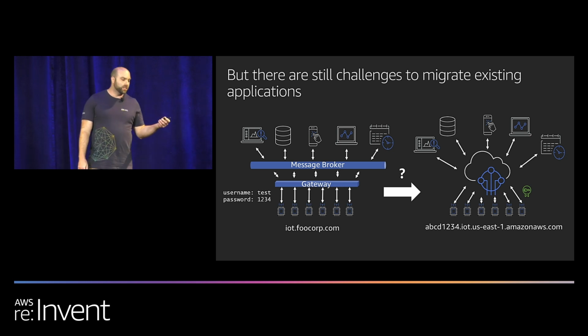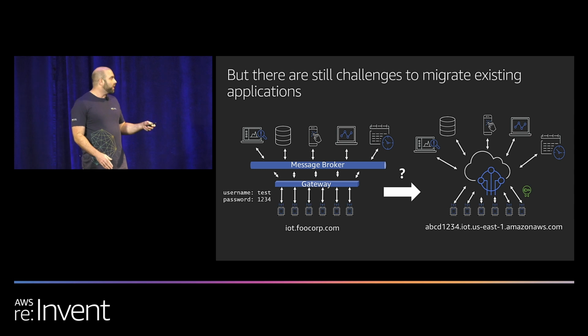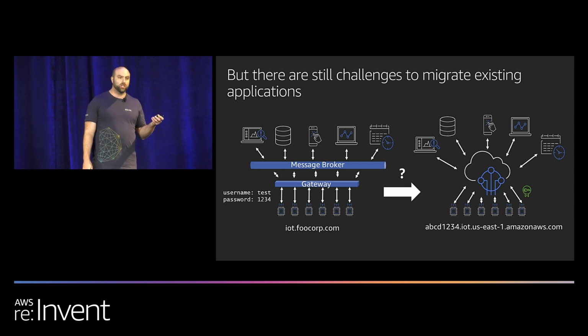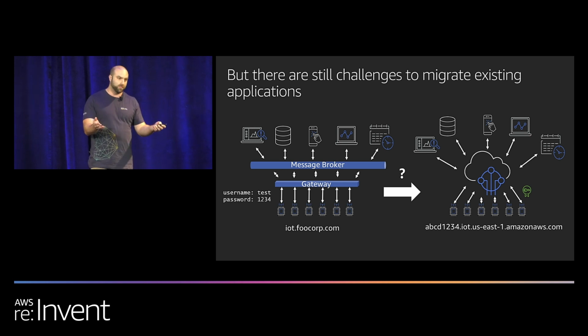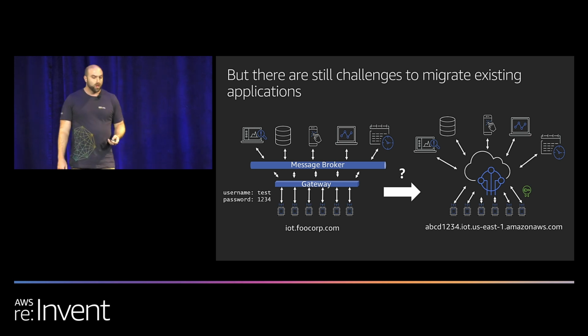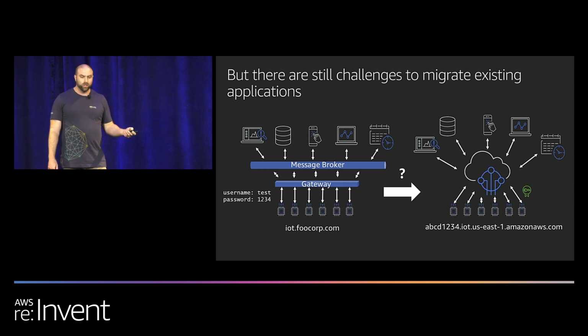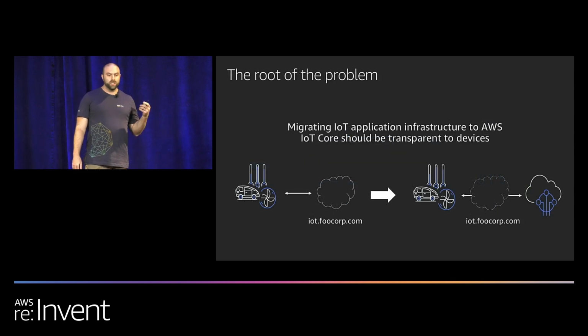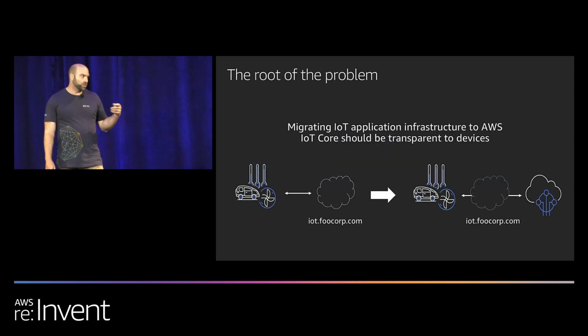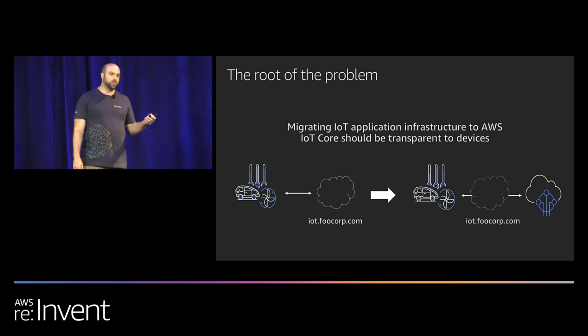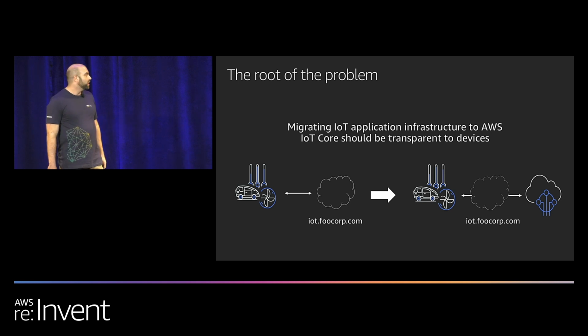The reason for this is devices, first of all, may not be on when you want to update them. They might be hard to reach. They might not have OTA update capabilities. Or in the case of a multi-tenant application, you might not even control the end devices. It might be your customers, and you'll have to ask them to opt into a software update. This gets at the root of the problem: it would be ideal if the migration of your messaging and connectivity infrastructure to AWS IoT Core was totally transparent to end devices.